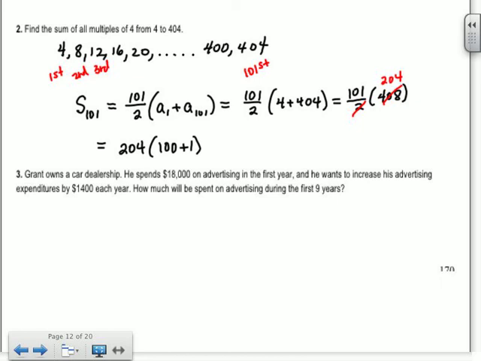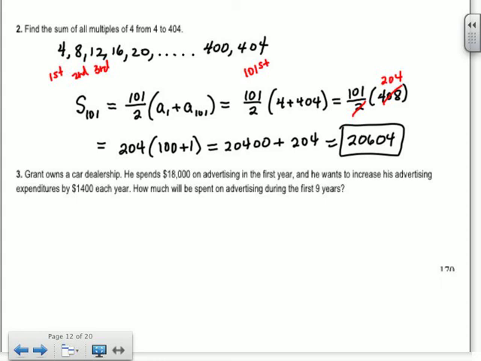It's 204 times 100 plus 1. We're going to use the distributive property to do this in our head. So if I multiply 204 by 100, you get 20400, add on 2 zeros. 204 times 1 is 204. So add these together in your head. You get 20604. That's your answer. Yeah, without a calculator.